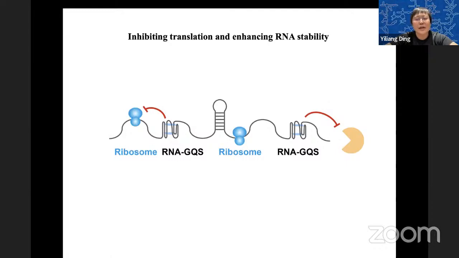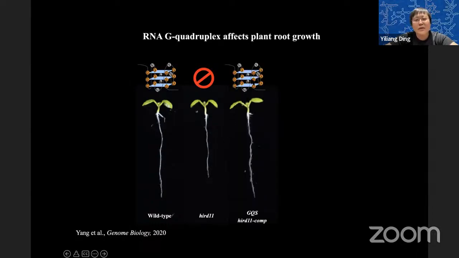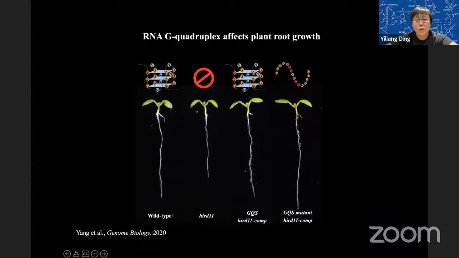Now I'm going to demonstrate individual G-quadruplexes and show you how important their function is in plant growth and development. One example we found is in the gene HERD11, which has a UTR region that contains a G-quadruplex we identified. In this HERD11 knockout mutant, you see the root length is shorter. When you complement the mutant with the G-quadruplex sequence, you can see the phenotype restored like wild type. Interestingly, when you mutate the G-quadruplex, simply changing G to A, then you see the plant root getting longer. We later found that this G-quadruplex in the HERD11 UTR region inhibits translation. So we know this G-quadruplex can affect plant root growth through translation inhibition.